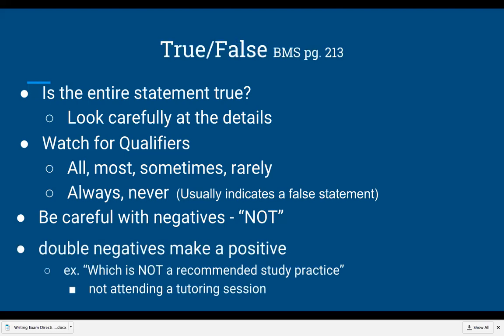So let's say that for a multiple choice question, the question is saying, which of the following is not a recommended study practice? And then one of the options that shows up for you is not attending a tutoring session. So what this is actually saying is, which of the following is not a recommended study practice? Answer, not attending a tutoring session. These double nots actually make a positive. So you have to think it through, similar to a math problem where you have to work out the problem before you can actually see what converts to something else.